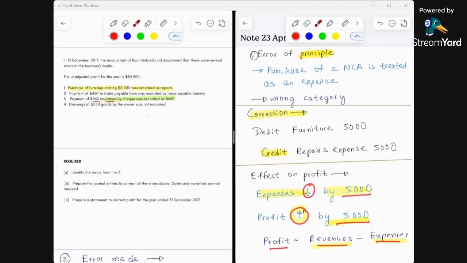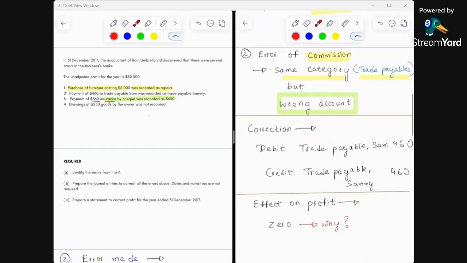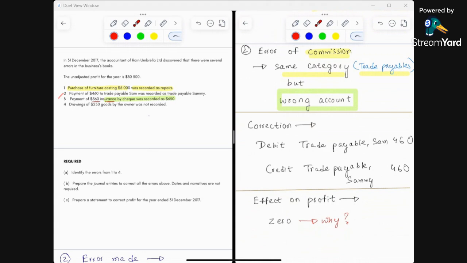Okay? All right. Now, let's look into the second error which we have made. Payment of $460 to trade payable Sam was recorded as trade payable Sammy. All right. So as you can understand, the category here is trade payable, or the credit suppliers of the business. Okay. So within this same category, we can have different suppliers. So a transaction that happened with one supplier was wrongly recorded in the account of another supplier.